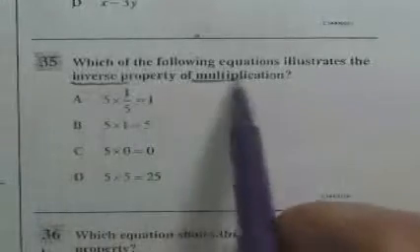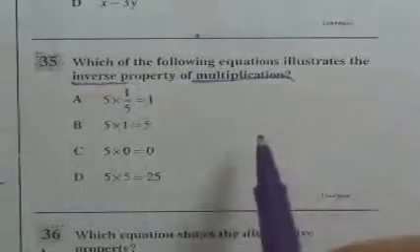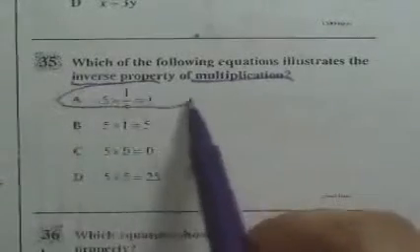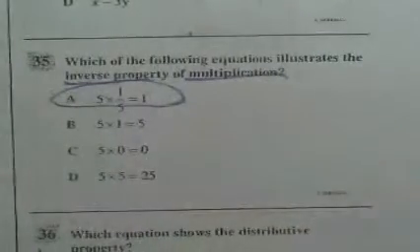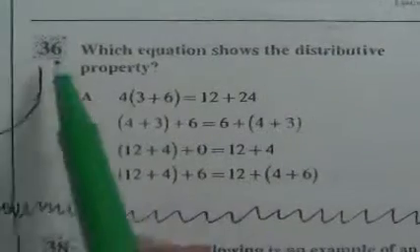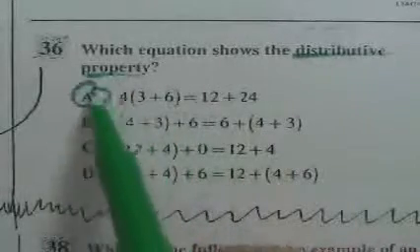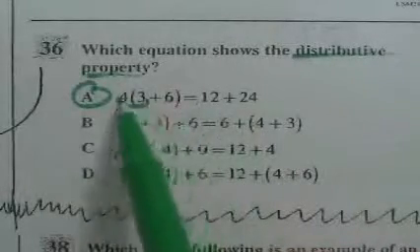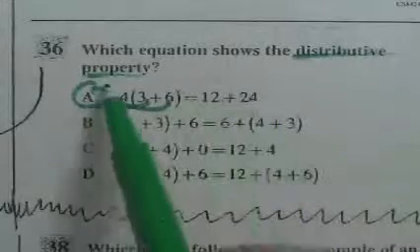Number 35, which one illustrates the inverse property of multiplication? In other words, a multiplicative inverse, also known as the reciprocal. Letter A. Number 36, which one is the distributive property? Well, look at letter A. 4 times 3 is 12. 4 times 6 is 24. It's letter A.